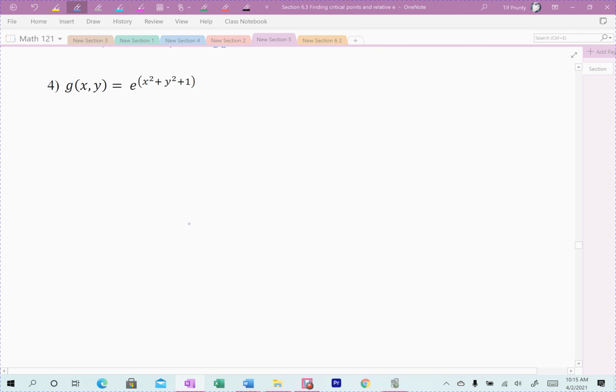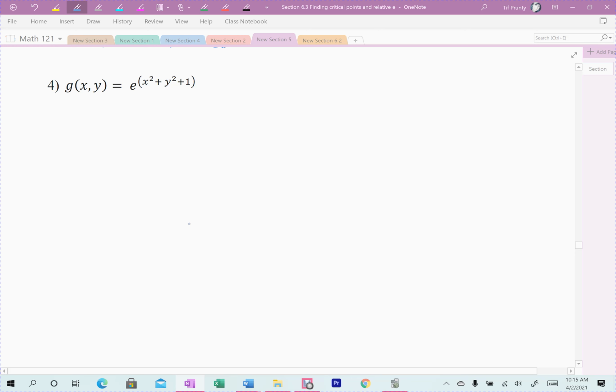Alright, so this is the last example before we get to applications, which is the hardest case, the exponential function. The reason it's hard is because the second derivatives are more difficult. I'm going to show you how to find the second derivatives using a different technique. So I've got my function, e raised to the x squared plus y squared plus 1. So it's e raised to the unit circle almost, plus 1.